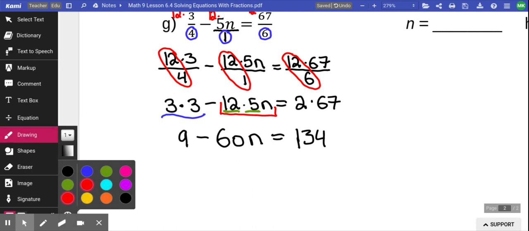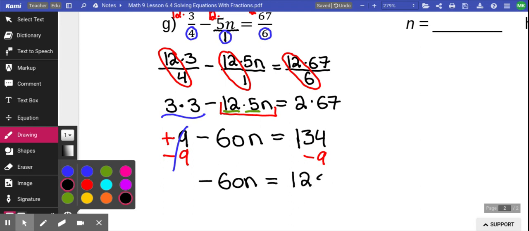Beautiful. Now I just need to solve by getting n by itself. So I'm going to move the 9 over. I have to move it by minusing because there's an invisible plus in front of there. So the opposite of plus 9 would be minus 9. Those will cancel out. I have negative 60n equals 125.